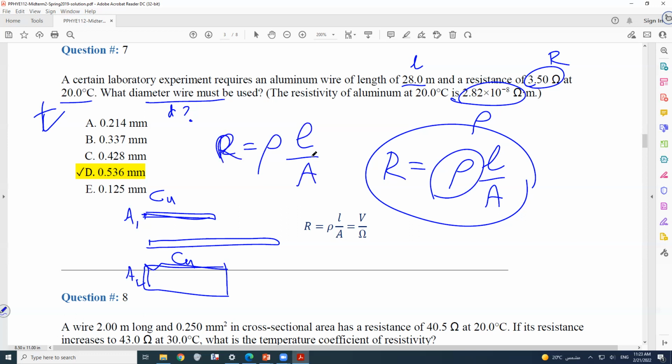The resistance for a given material, that means rho is constant. When the length increases, resistance will increase. When the area increases, resistance will decrease, because of the inverse relationship. And now I can answer this question. He is giving us R. He is giving us resistivity. He is giving us the length. We can find the area. But he's not asking for the area. He's asking for the diameter.